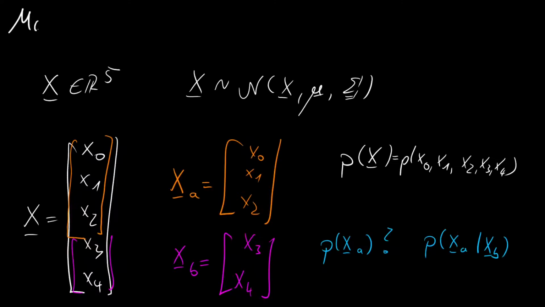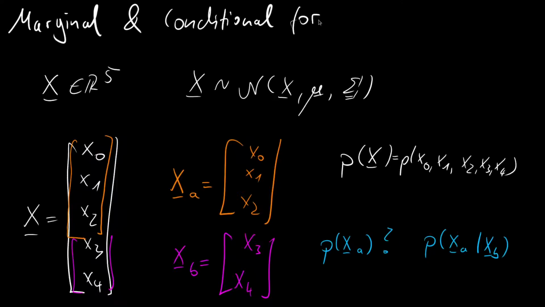For arbitrary distributions, this can be impossible to compute, but luckily we are here in the multivariate normal, for which we have analytical solutions that we want to discuss in this video on the marginal and conditional for the multivariate normal distribution.